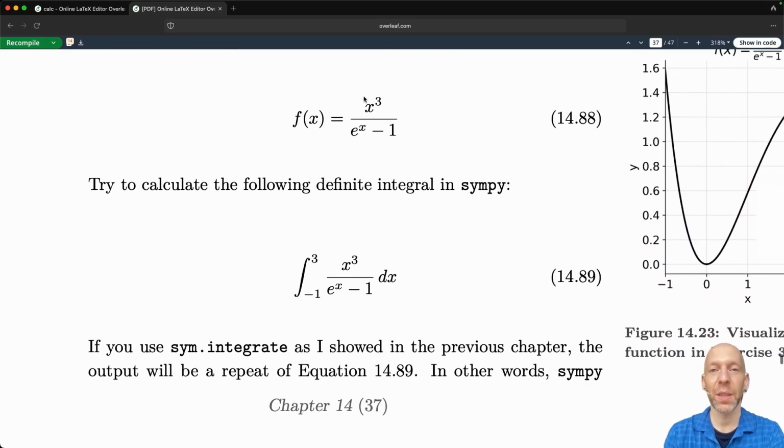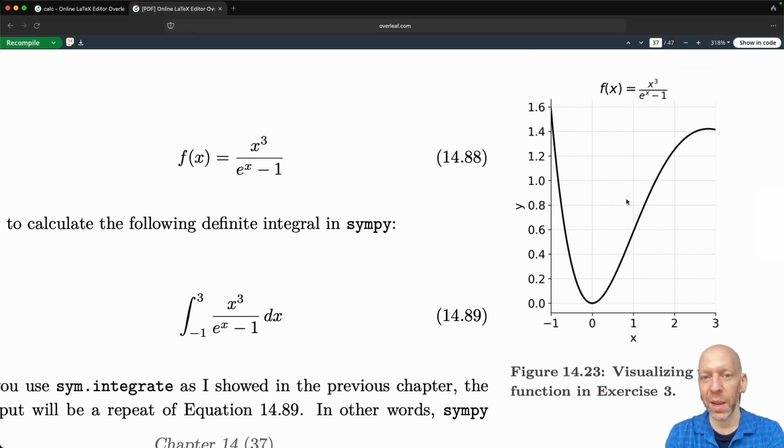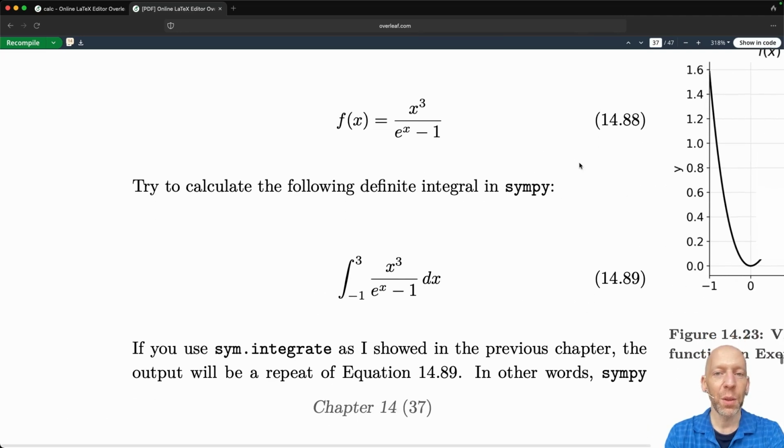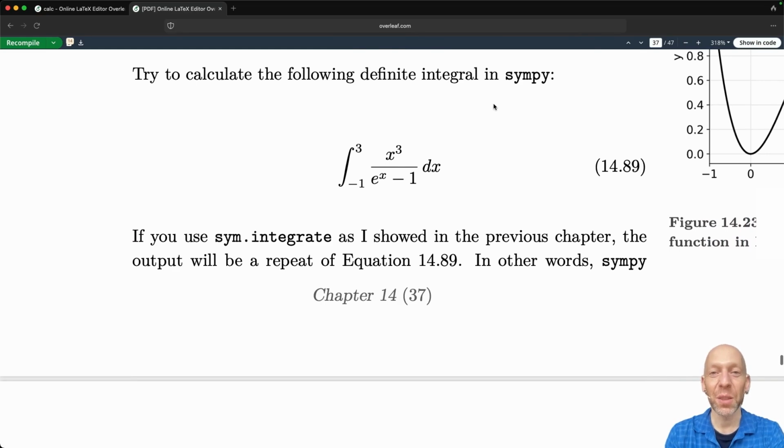Implement this function here as a symbolic expression. So we have x cubed divided by e to the x minus 1. And then what you want to do is first actually just visualize that. You'll get a plot that looks like this. And then you want to try to calculate the definite integral of this function using SymPy from -1 to 3. So try calculating a definite integral analytically using SymPy. You will discover that it's not going to work. And we will see in a moment what the output looks like.